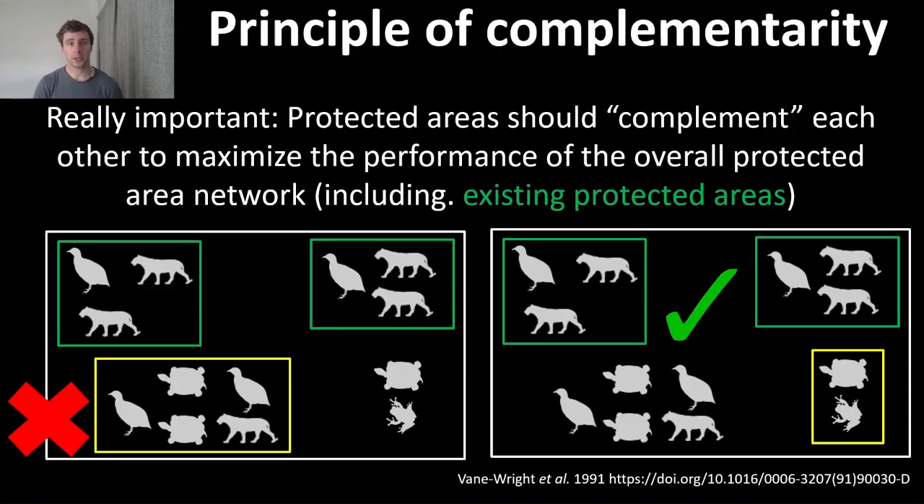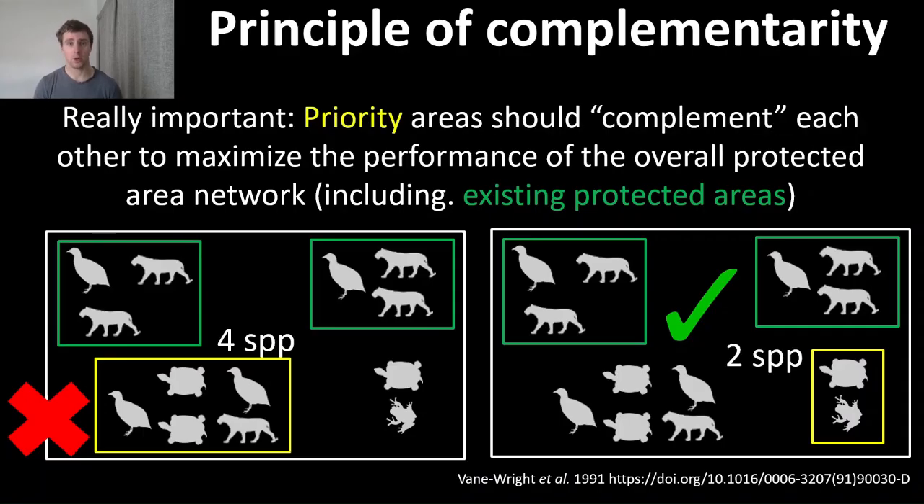And this can seem really counterintuitive because, when you're thinking about what we are going to protect, we might think, well, this place here has got four species. Four species is better than two species, so surely we should protect the place with more species if our fundamental objective is about protecting lots of species. But what we really need to think about is how well our overall protected area system is going to be meeting our goals and targets in relation to our fundamental objectives.